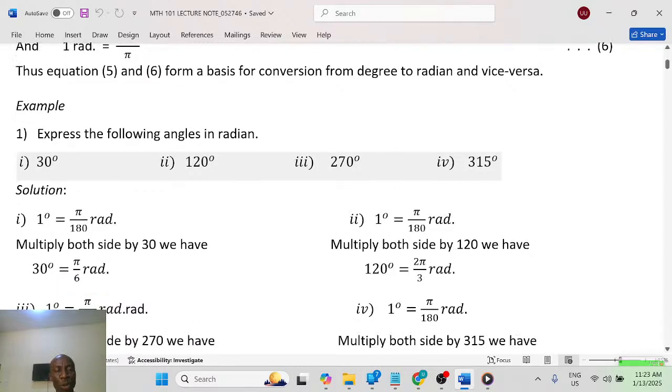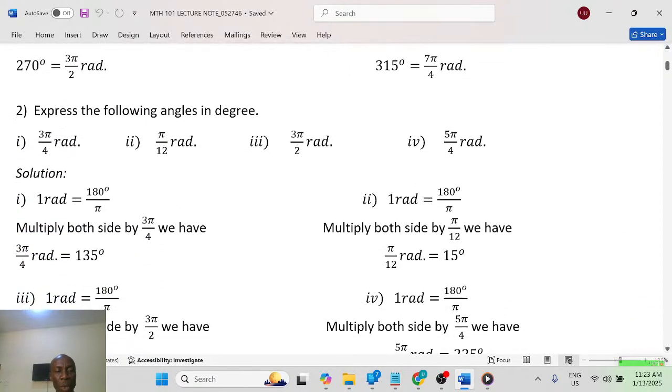That is one of the questions we looked at last week. We'll look at example 2. We are asked to convert from radians to degrees. This is just a recap of what we did last week. Express the following angles in degrees: 3 pi over 4 radians, pi over 12 radians, 3 pi over 2 radians, 5 pi over 4 radians.